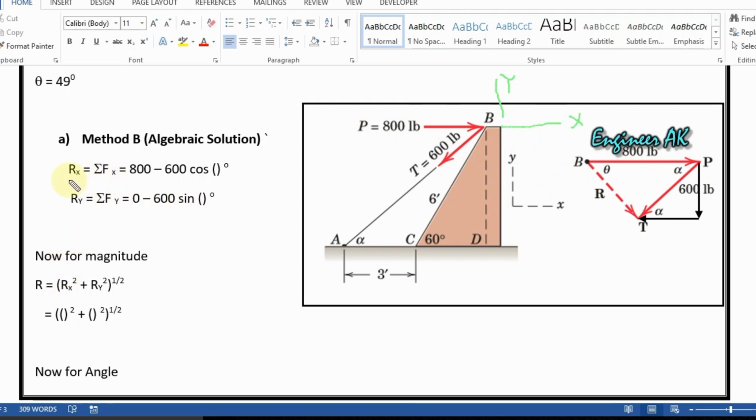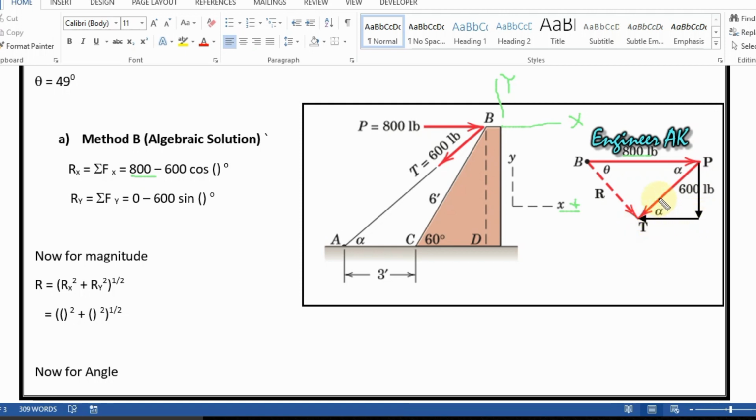So here if I take the summation of forces along the x-axis, 800, here you can see that it is in the x direction, positive x direction, right? At this side it is the positive x direction. So 800 minus 600 cos, so here I have drawn this, this force is at a certain angle, so we will make two components of it, right? One is this component and one is this component.